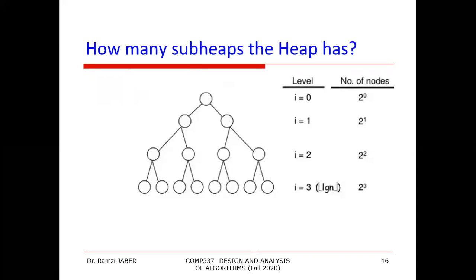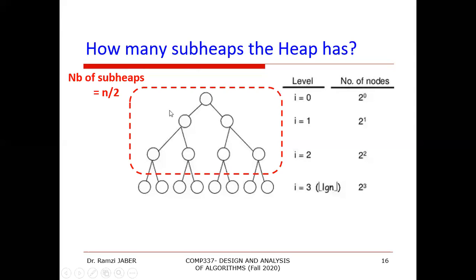from the heap itself, how many sub-heaps does the heap have? As you can see, if these are elements, the last children are not a node because they don't have other children. So the number of sub-heaps will be equal to n minus n over 2, because here we have 2 power 3, 2 power 2, divided by 2. Each level is times 2.